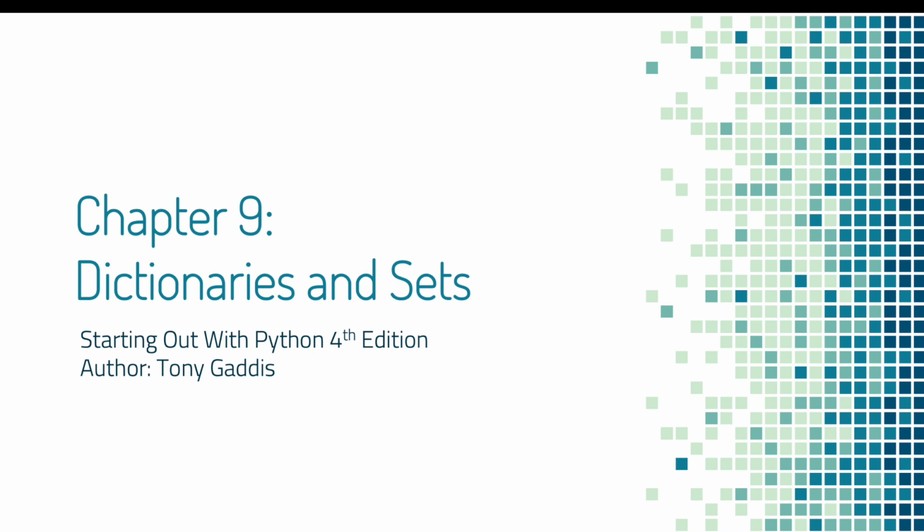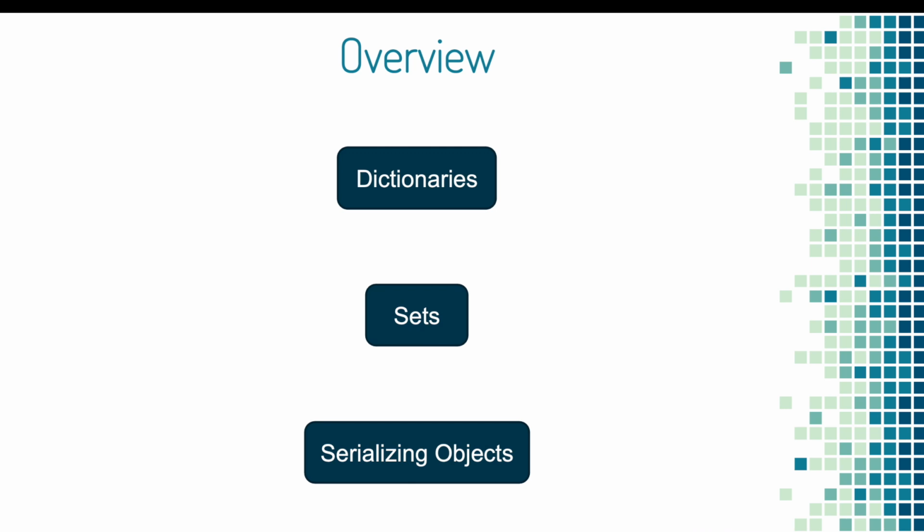Hello everyone, and welcome back to the Introduction to Python course. In this chapter, chapter 9, we're going to be talking about dictionaries and sets. So specifically, we're going to be talking about dictionaries, sets, and also what it means to serialize and deserialize objects, which comes in very handy when working with large data sets.